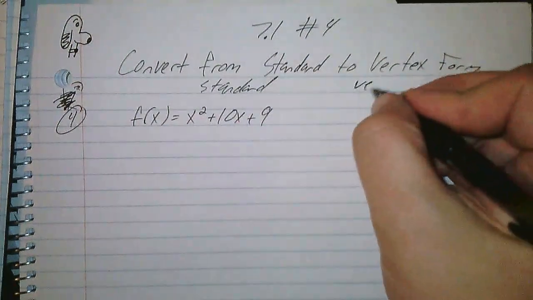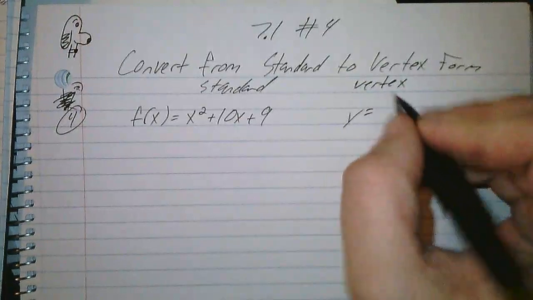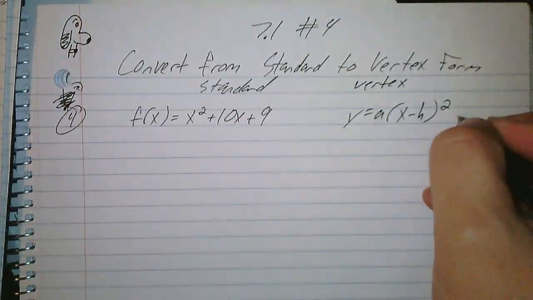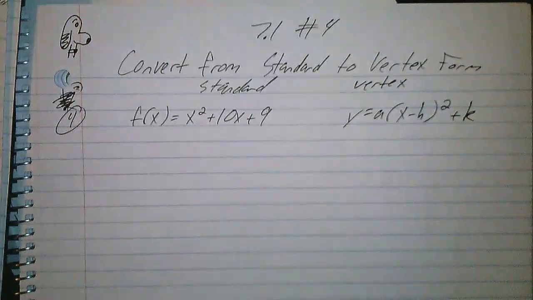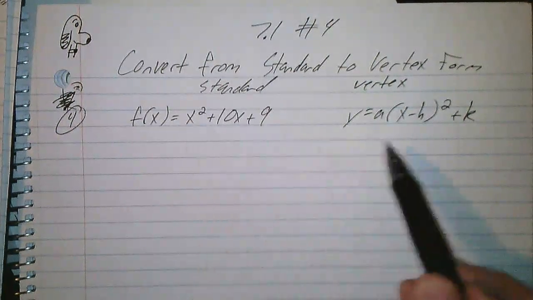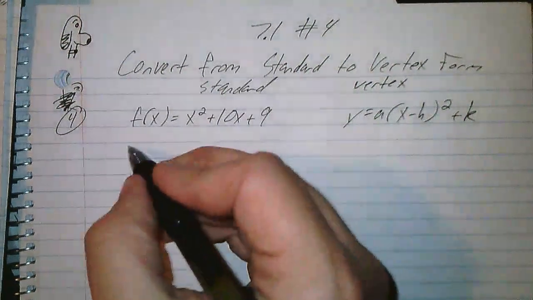We need to go to vertex form, which is f of x or y equals a times x minus h squared plus k. With no coefficient in front of the x squared, we're not going to have an a value other than 1. So let's take a look at this. We're going to have to complete the square.